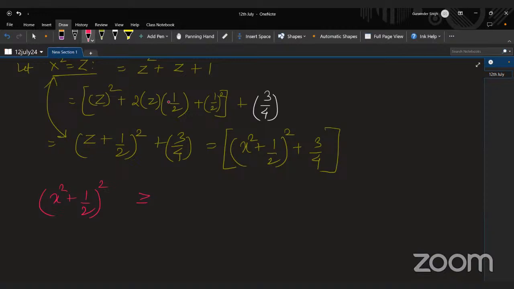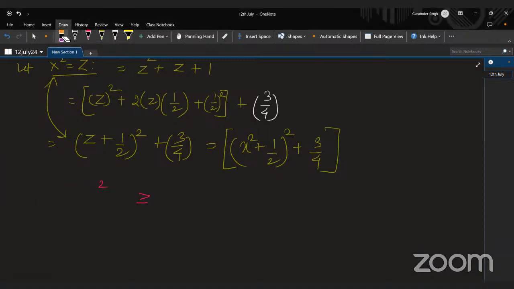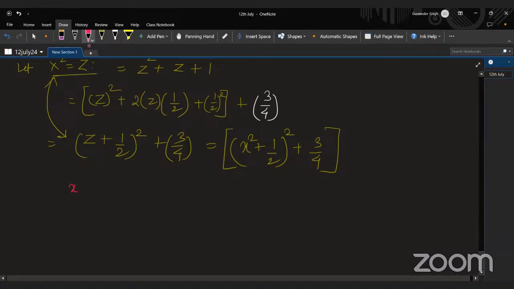3 by 4 to infinity. Are you sure? Okay, so no issues. We will look at it from the basics. So tell me, first of all, the range of x square. What is the range of x square? It is greater than or equal to 0. Can I say that? Yes, sir.